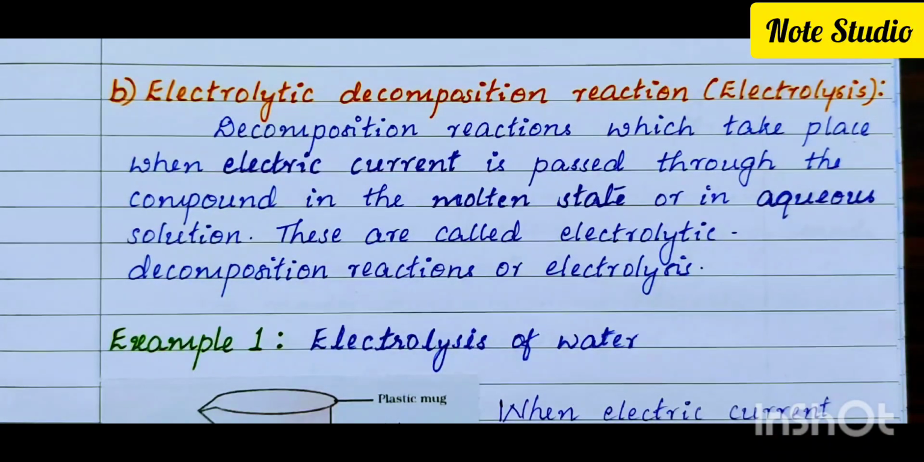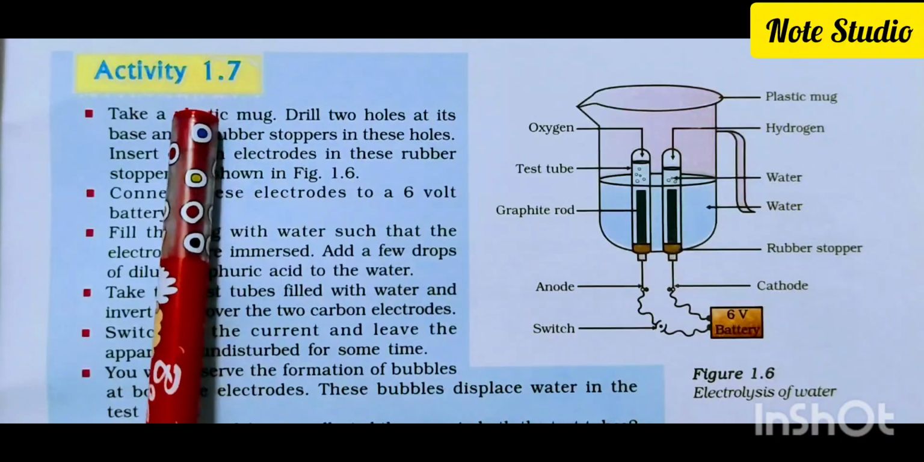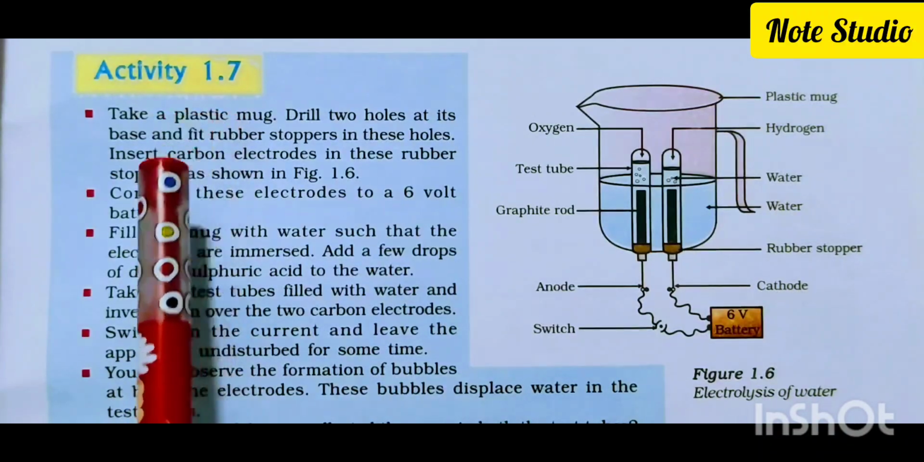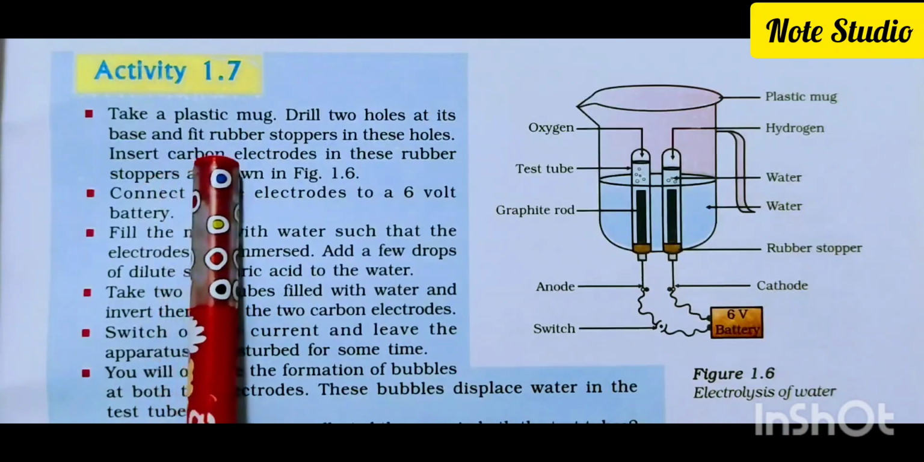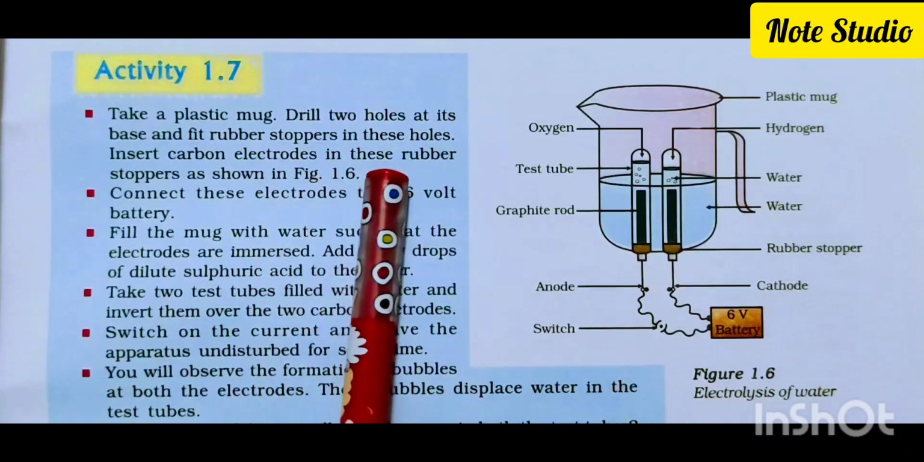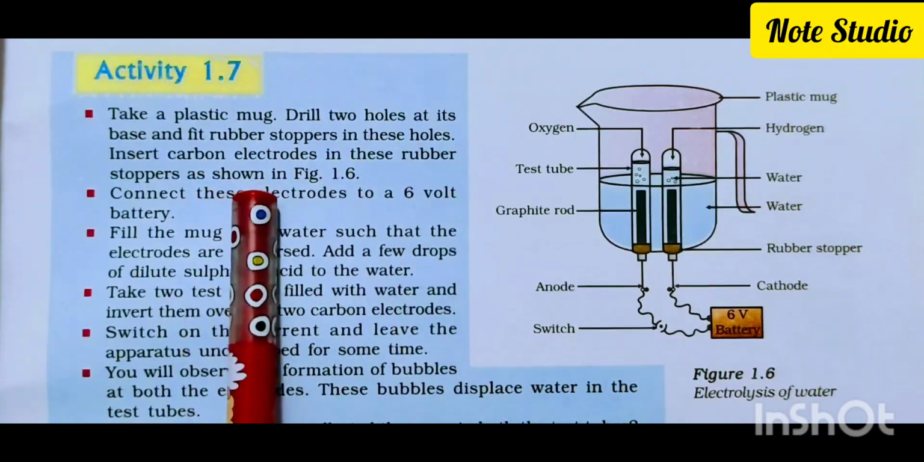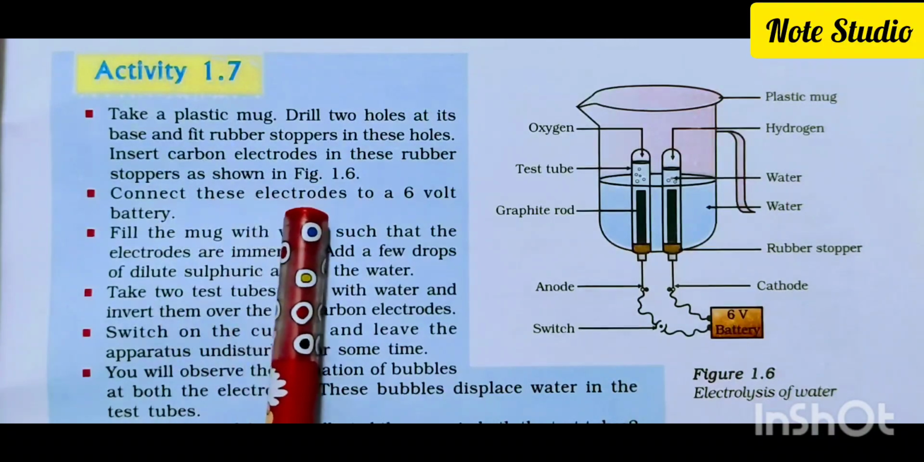Let's study one example. To understand this decomposition reaction, this activity will help us, activity 1.7 in your textbook. It says that in the first step, we have to take a plastic mug and drill two holes at its base and fit rubber stoppers in these holes. Insert carbon electrodes in these rubber stoppers as shown in figure 1.6.